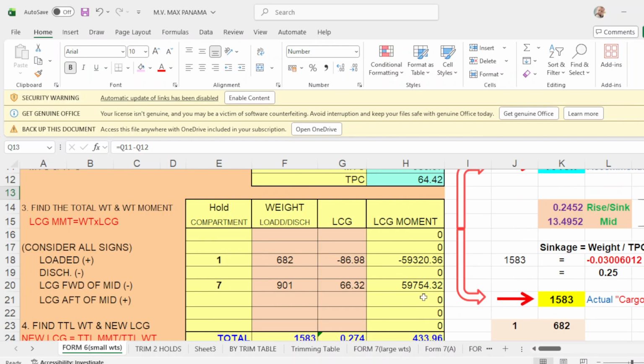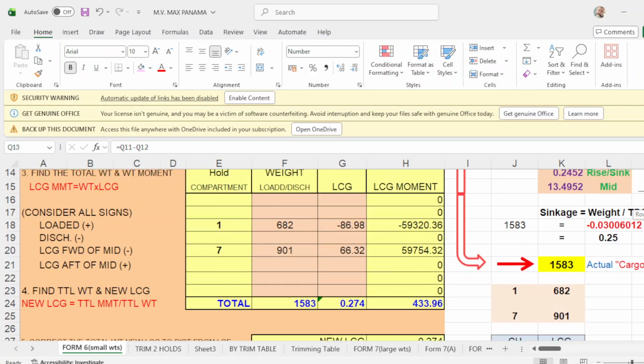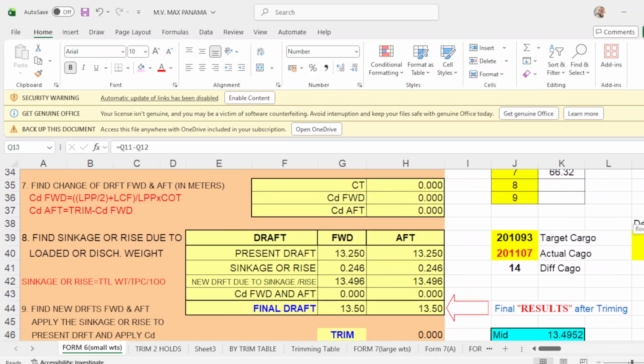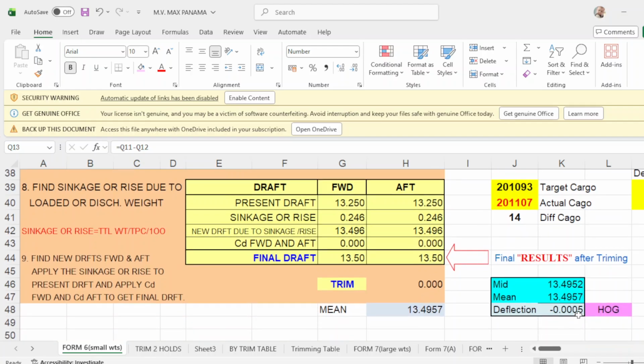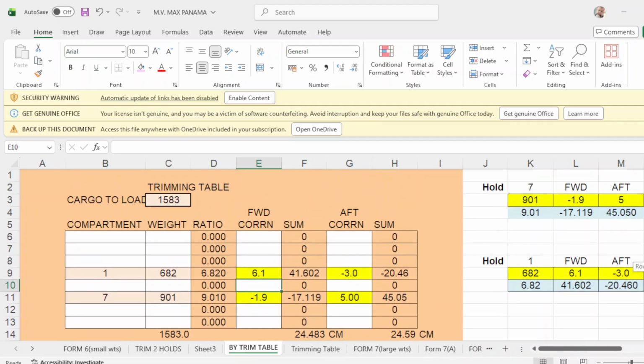Form number 6, take note that number 1 is 682. You have 682, put the LCG, and number 7 is 901, put 901, and the LCG, and your departure drop is 1350. Okay, exactly, and your deflection is 0. Then you go to the trim table. Take note of the trimming table. The cargo to load is 1583, number 1 is 682, and number 7 is 901.